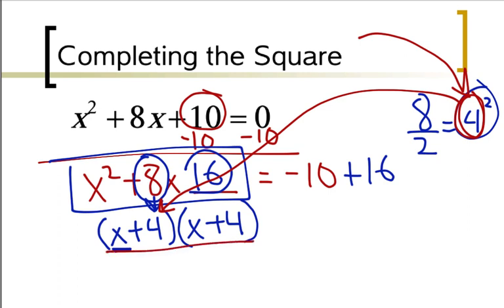Now it's the same parentheses twice, so what we actually want is that parentheses written once with a square.